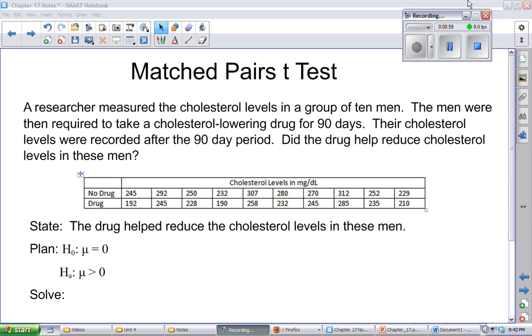A researcher measures the cholesterol levels in a group of 10 men and jots those down under the no drug column. Then the men took a cholesterol lowering drug for 90 days and then recorded their cholesterol level after that 90-day period. The researchers wanted to determine, did the drug actually help reduce the cholesterol levels in these men? So we're going to conduct a 4-step problem.